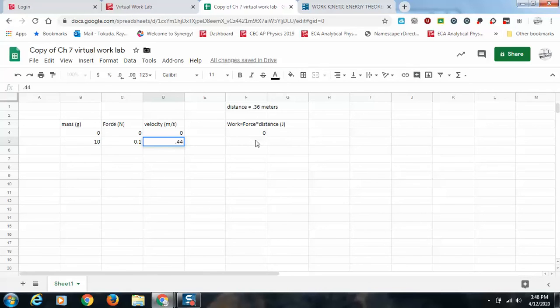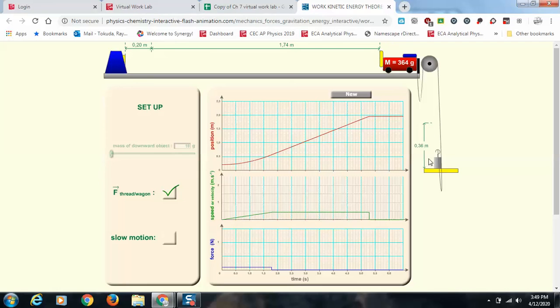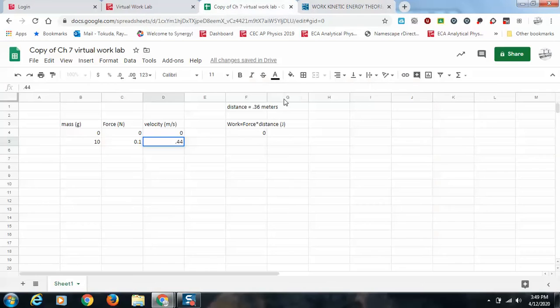So here you're going to have to calculate the work done on the cart by the spring. Notice work is force times distance. If you look back at the lab, the distance is always going to be 0.36 meters, because the weight only falls 0.36 meters. Between here and here, where it stops accelerating, is about 0.36 meters. So you just multiply the force times distance. Since our force was 0.1 newtons, the work is going to be 0.036 joules.